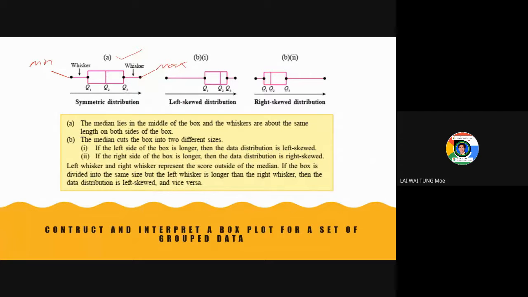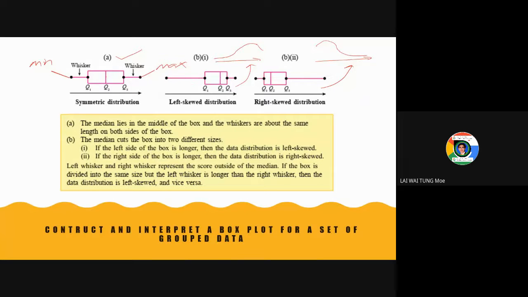Whereas for left skewed distribution, left skewed means your graph, if it is a histogram, will be like this. From left to right you get a smaller value, then we reach the highest value, and then it goes down. This is called left skew. And for right skew, it starts from high and then goes down to low like this. This is a right skew.